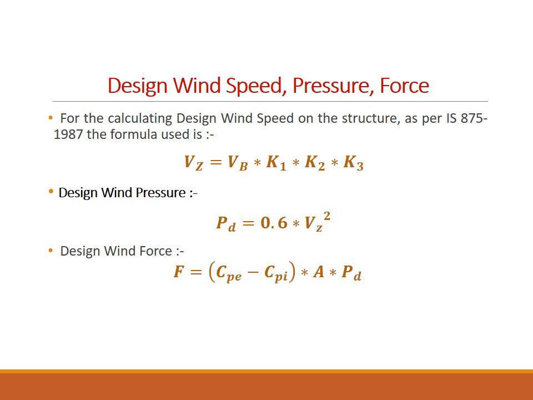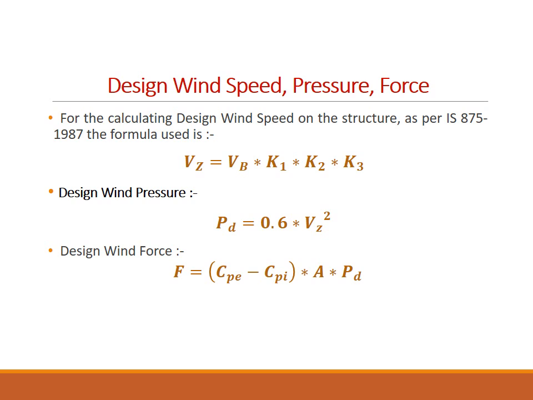And for normal construction, general buildings, the value of K1 must be less than or equal to 1. The second is K2, the terrain height and structure size factor. The terrain category factor K2 refers to the location of our construction site and the near vicinity area.